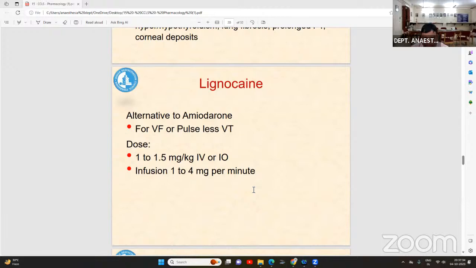Make sure that it is preservative-free lignocaine only that you give for ventricular arrhythmias. If it is regular lignocaine for local infiltration with a preservative like methylparaben, you are not supposed to use it. And the second thing is, when you are in a hurry, you may have to give the drug very fast.